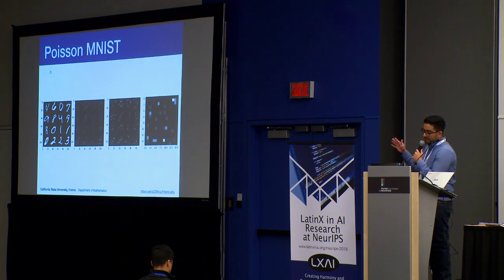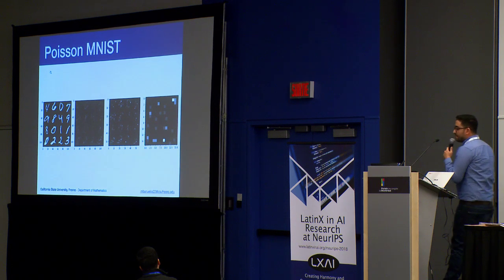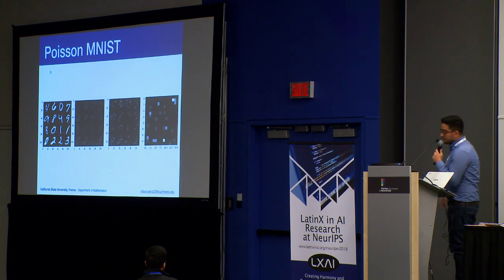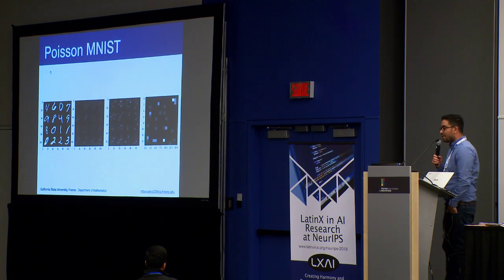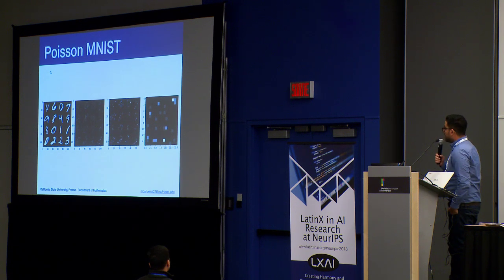On the left is just uncorrupted MNIST, which most people have forgotten about. The second panel is a 28 by 28 version of MNIST with Poisson noise. The third panel is 14 by 14, and on the last panel, I think that one's the 4 by 4 version. So my training is a lot on using low quality data to make predictions.